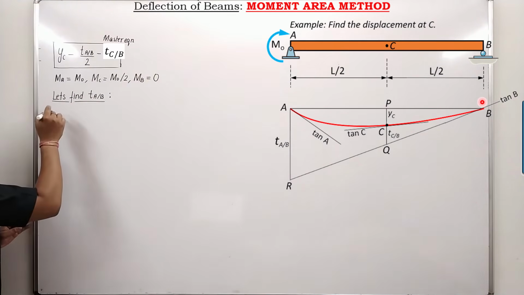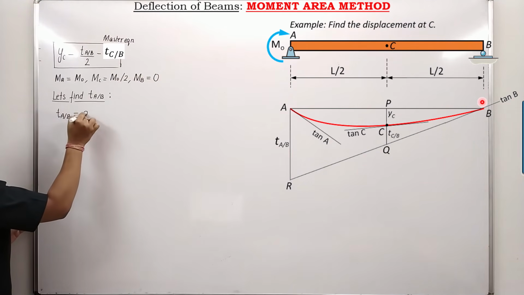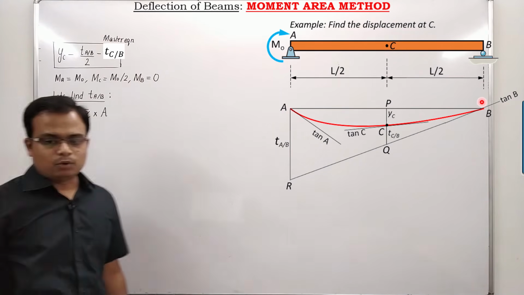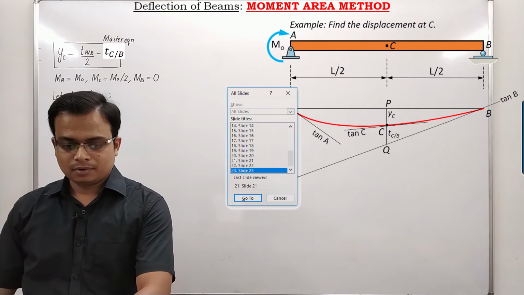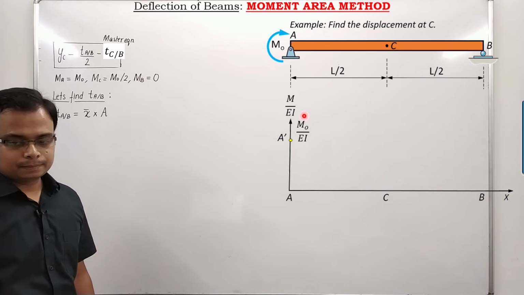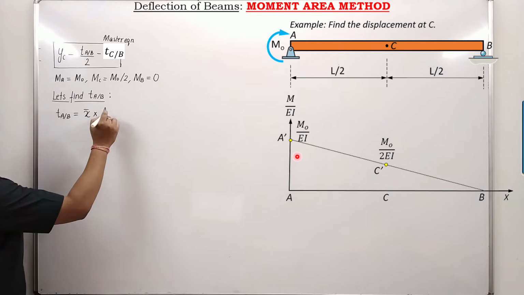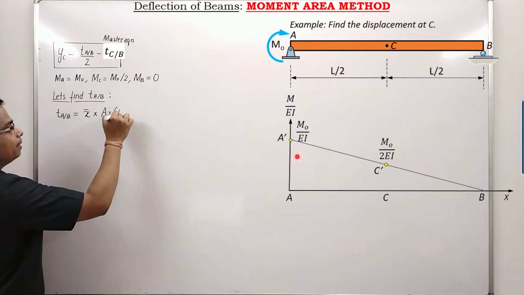Let me just write the formula. TAB from theorem 2 is equal to x bar multiplied by area, not just any area. What is this area? We need to go back to the moment area diagram. Here it is. What is this area? A dash B A dash B A, right?